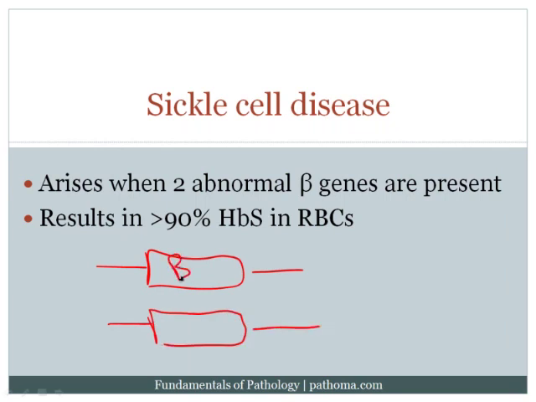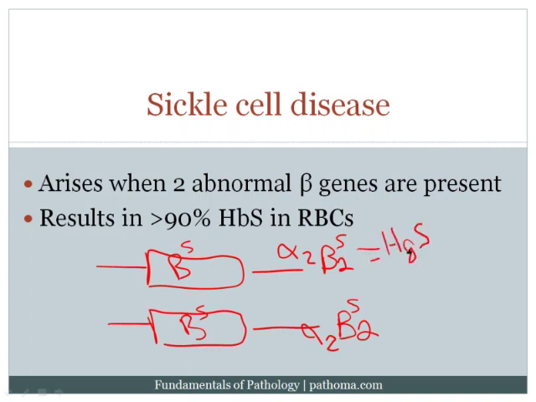Imagine if this beta gene has a sickle mutation, and this beta gene also has a sickle mutation. Then when this beta gene produces beta, you'll get beta 2 dimers, and when this beta gene produces beta, we'll get beta 2 dimers, and of course, this will dimerize with alpha 2, and also with alpha 2. But in both cases, this is beta S. So when you have alpha 2, beta 2, and it's a beta S, this equals hemoglobin S. And this also equals hemoglobin S.